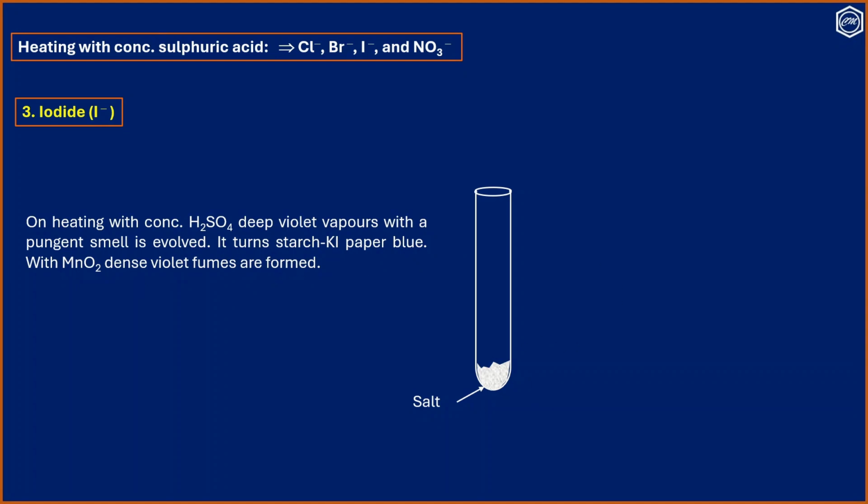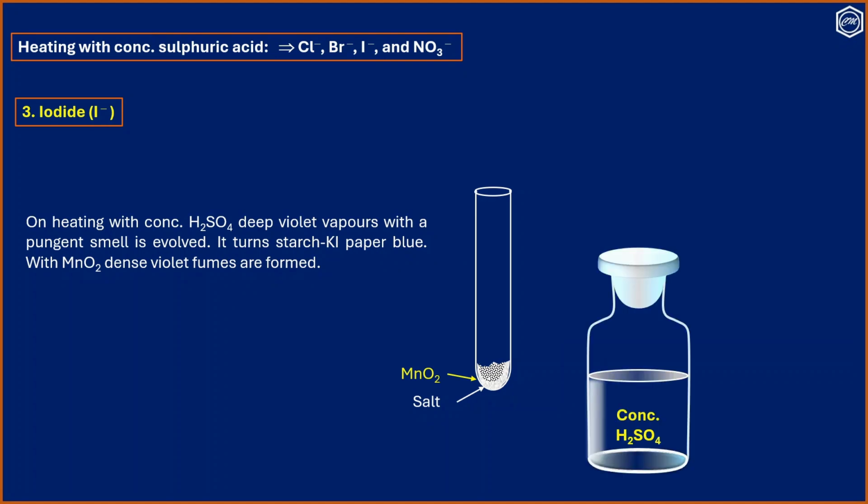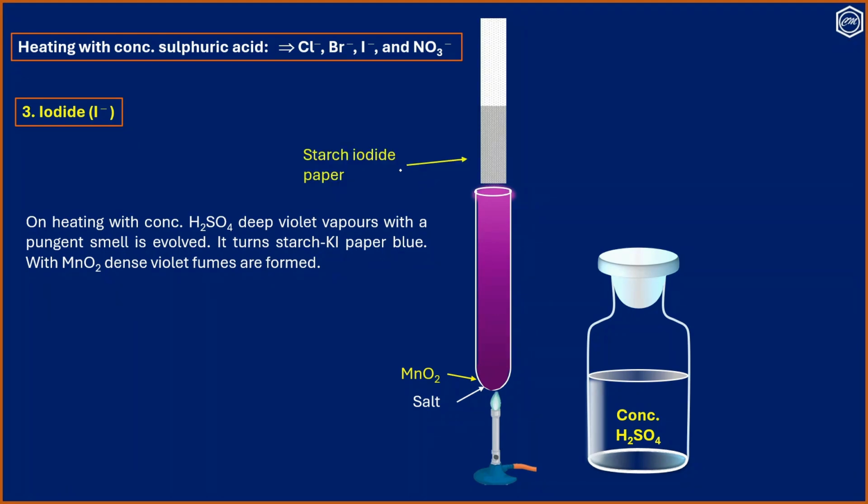So we take some salt in the test tube and to that some manganese dioxide is added. Now we add concentrated sulfuric acid drop by drop and we heat the test tube. Dense violet fumes are coming out. Now let us introduce a starch potassium iodide paper into the test tube, and upon withdrawing it, it turns blue.